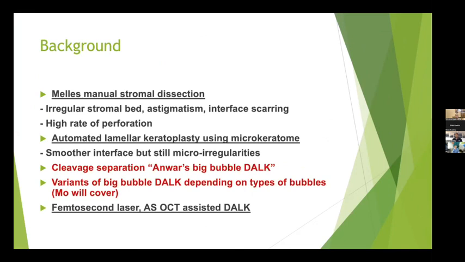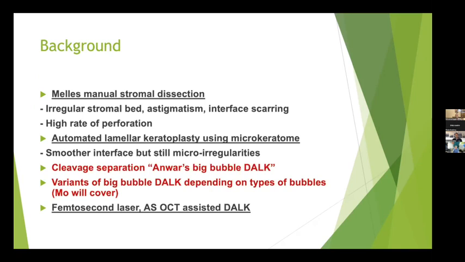About the Melles one, as you can imagine, going manually through the stroma to reach the plane that you would like to do DALK on will give you an irregular stromal bed, higher risk of interface scarring, interface related astigmatism, higher order aberrations, and there is a high rate of perforation because you're relying upon your manual skills to reach the desired plane.